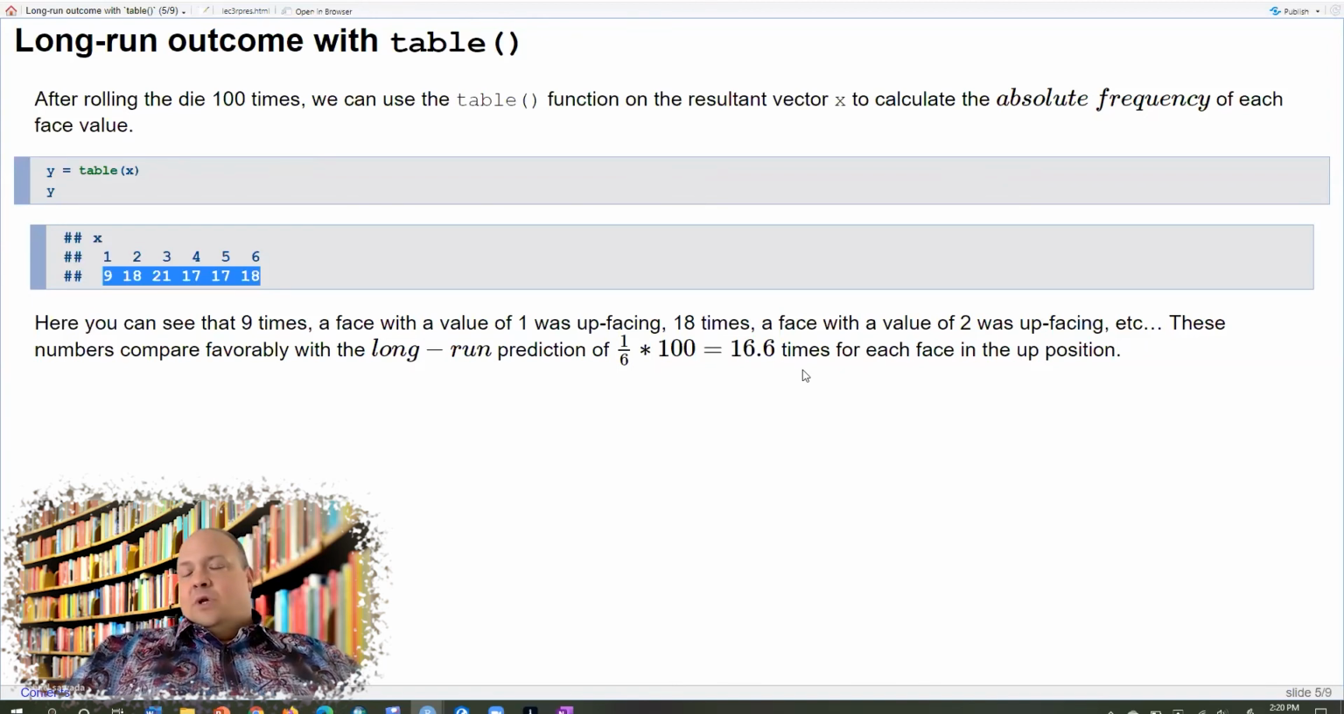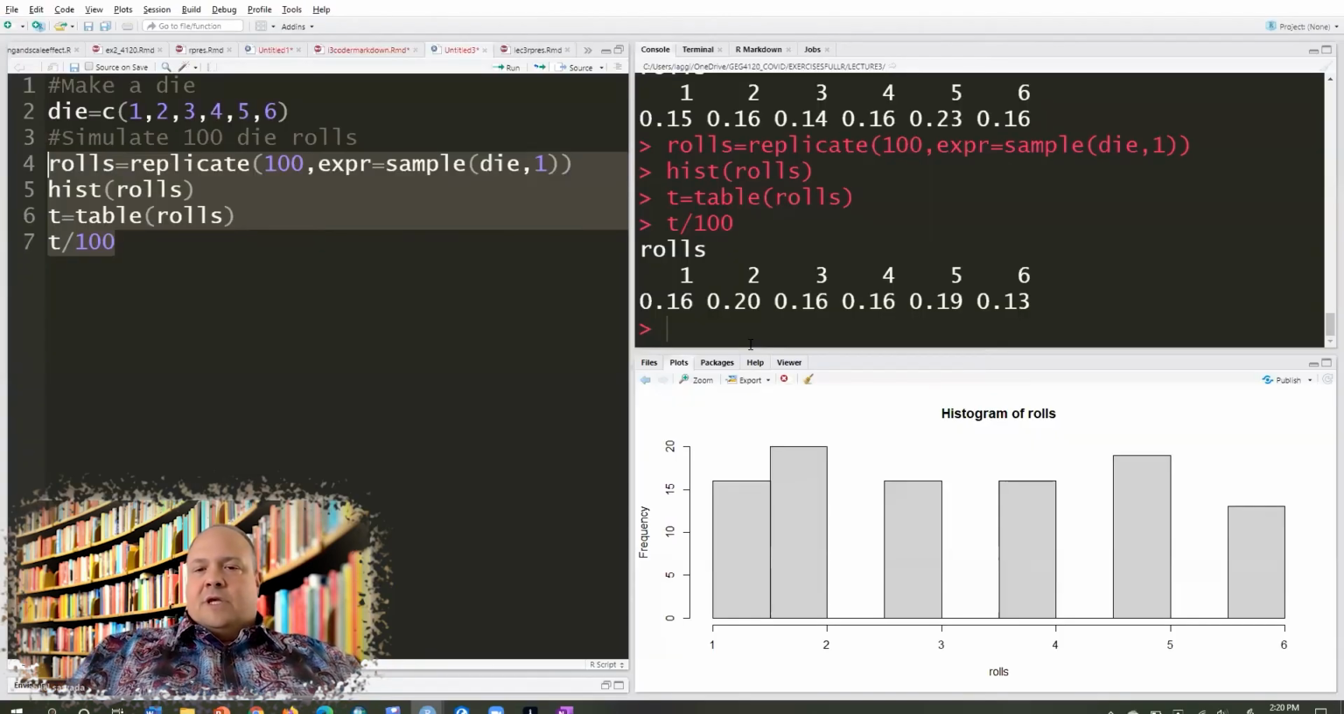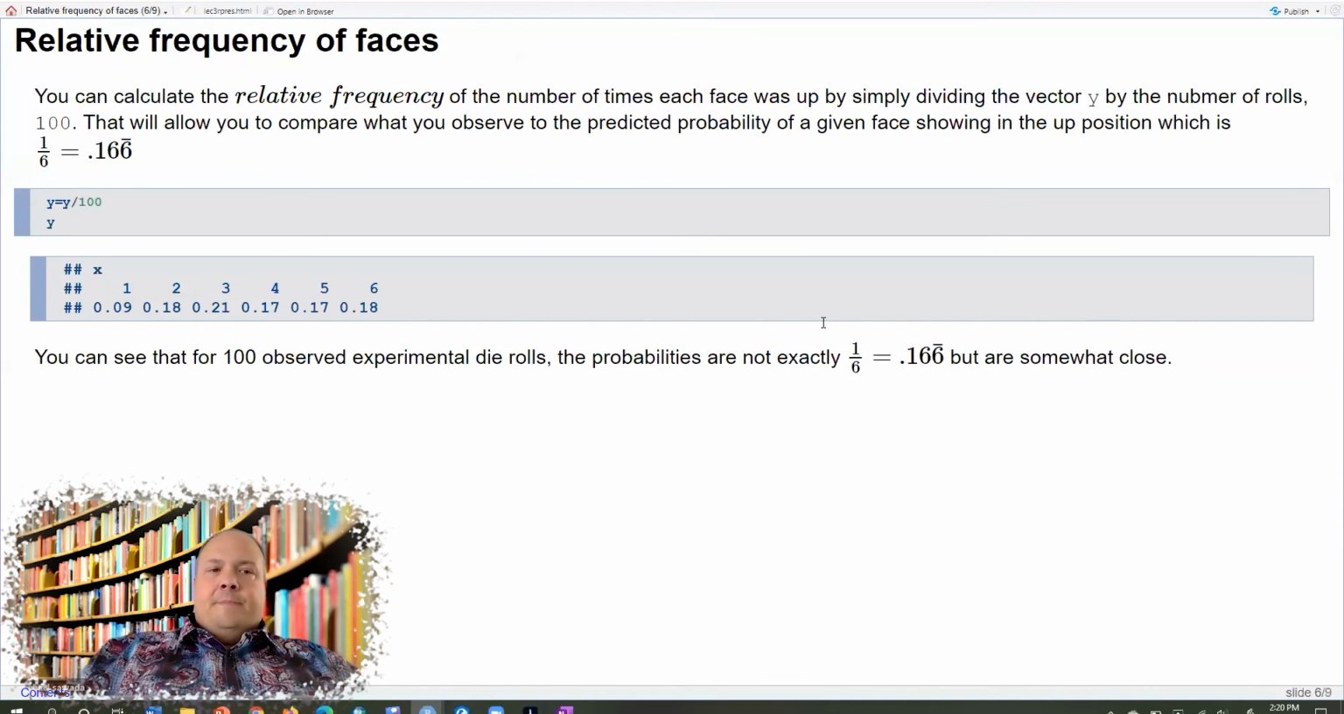Can we actually have 0.6? Of course it's possible. Yes, we could, because it's a frequency. And we already noted that a lot of them are around 0.16 each time we do 100 rolls. So that's what we just did, and that's, by the way, called the relative frequency.